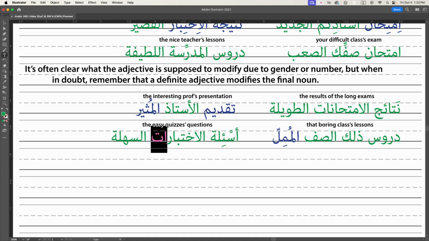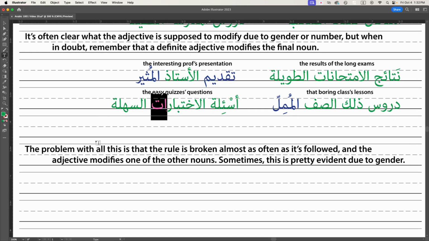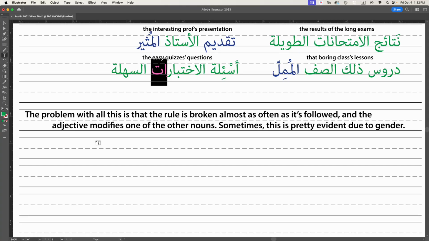However, the problem with all of this is that this rule is broken almost as often as it's followed, and the adjective modifies one of the other nouns in the series, not the final one. And sometimes this is pretty evident, again, due to gender. So we can say natijat al-imtihan al-jayyida.